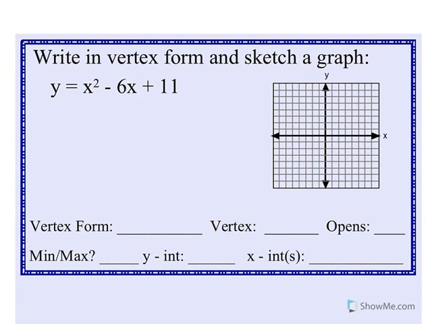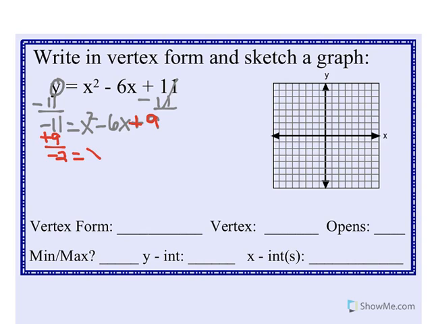But hold on, let's just practice another one and see if we feel any better. So here we go. Remember, we're going to set it equal to 0. We're going to bring that positive 11 over as a negative 11. So we have negative 11 equals x squared minus 6x plus some perfect square number. I'm going to take my negative 6, cut it in half, that's negative 3. Negative 3 squared is 9. So the magic number I'm going to add to both sides is a positive 9. That leaves me with negative 2 equals x squared minus 6x plus 9.